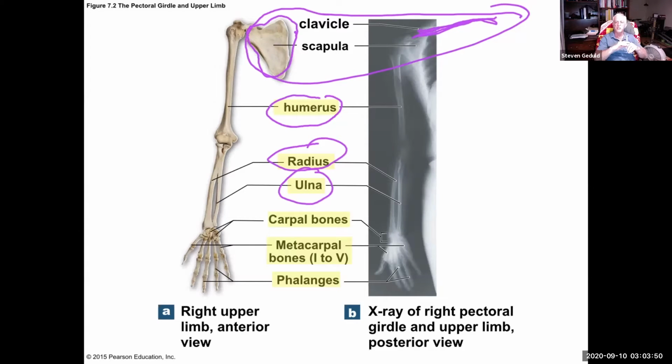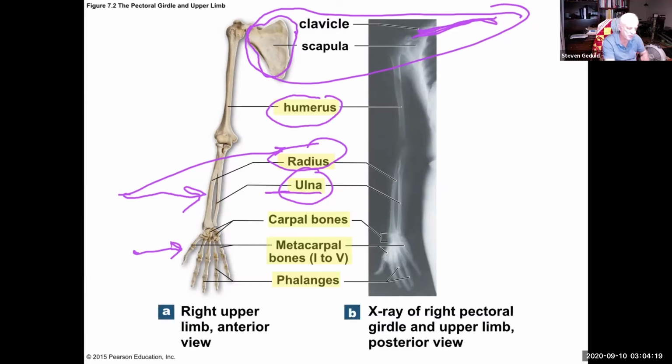Anatomical position is with your arm flat at your side with your thumb extended to the outside. So the bone on the same side as your thumb is the radius. That's the lateral bone. The bone medial is the ulna. So you've got to remember your anatomical position. When you're in your anatomical position, the same side as your thumb is the radius. The medial side is the ulna.